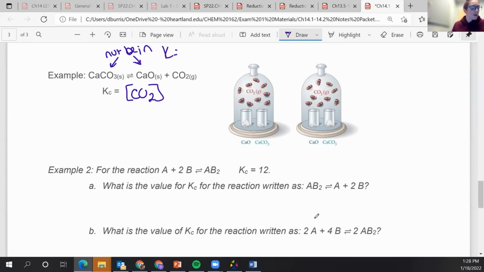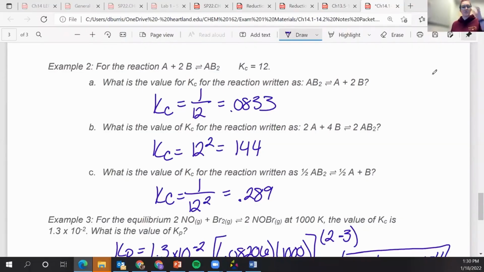So now that we've talked about all of that, we've got examples 2, 3, and 4 here. I want you to try these and then check back to check your answers. So pause. Okay, so I'm going to walk through these really quick, so check your answers.